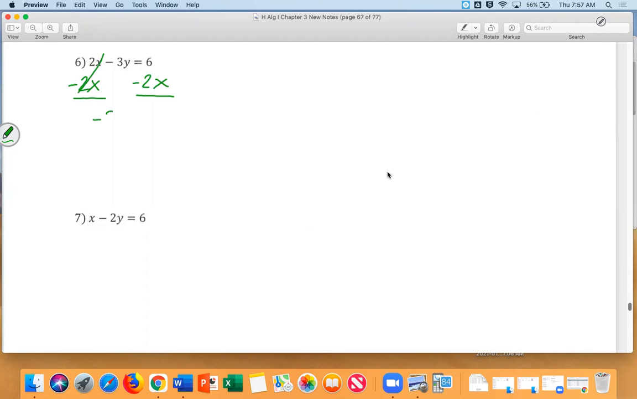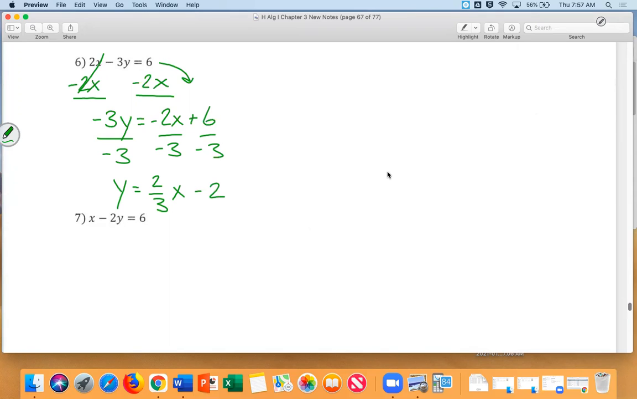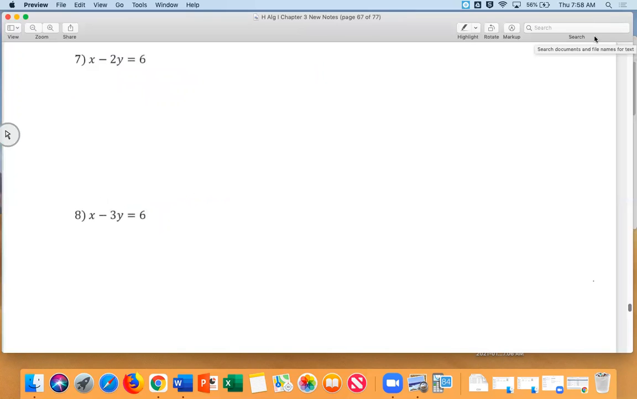And that gives me -3y equals -2x plus 6, because that 6 just falls off the back. All right? And now we're going to divide everything by -3. And that simply gives me y equals -2 over -3. That's just going to be positive 2/3 x. 6 divided by -3 is -2. All right, so I want you guys to try the last two there. I believe it's 7 and 8. Take a minute, try that.